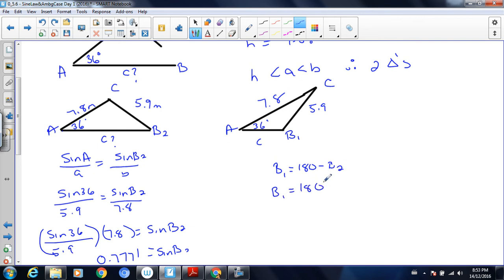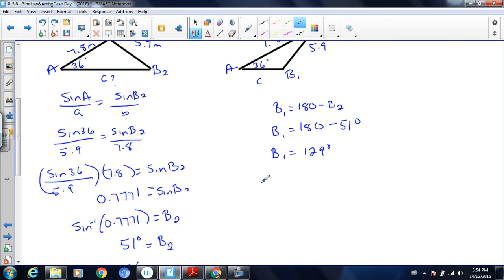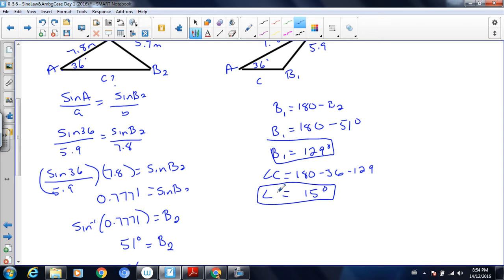So 180 minus B2, which we found was 51 degrees, B1 is now 129 degrees. The reason why I needed to find B1 is that I need this angle to help me find angle C, which will help me find side C. So I need to find angle B1 first. Now I can go ahead and find angle C. So 180 minus 36 minus 129. Angle C will be 15 degrees.